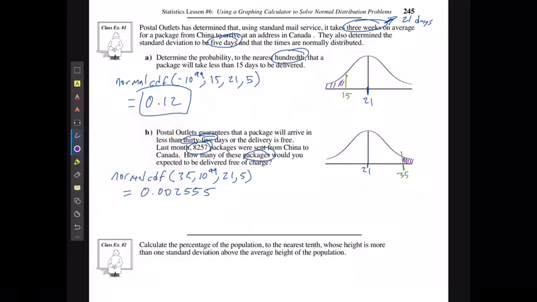If it says how many packages are going to be delivered free of charge, then I'm going to say that it's going to be the total number of packages multiplied by that percentage, or area, 0.002555, which means that it's going to round to the nearest whole package, 21 free packages.